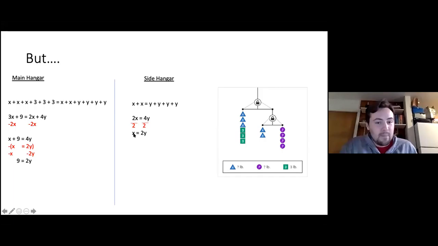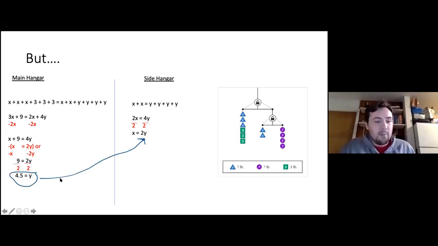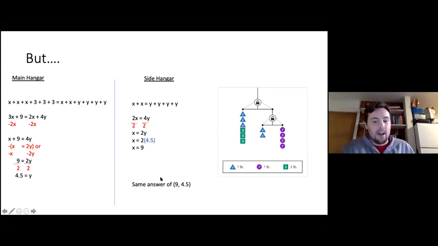Because x was on both sides. So if you have x on this one and you minus x from it, you've eliminated that x. And now we only have y terms, and now we can just solve for y. If we follow the same steps, simplify, divide by 2 from both sides, y equals 4.5. Again, the same value we had in the last one. Plug in the y, simplify, and we get 9 and 4.5 again.